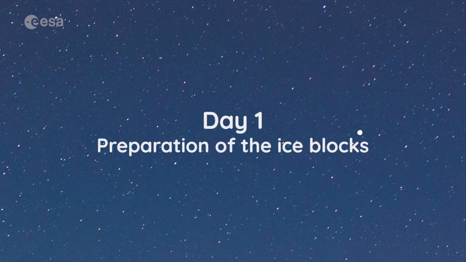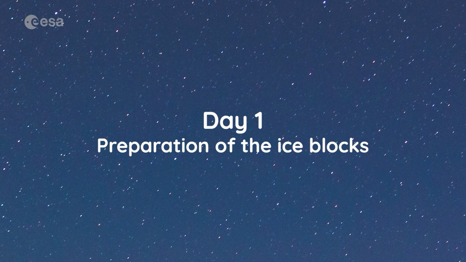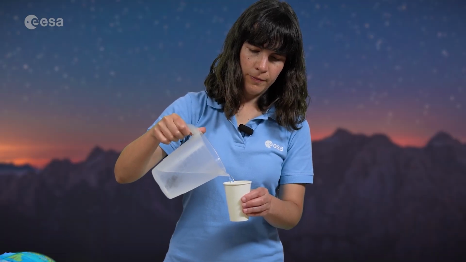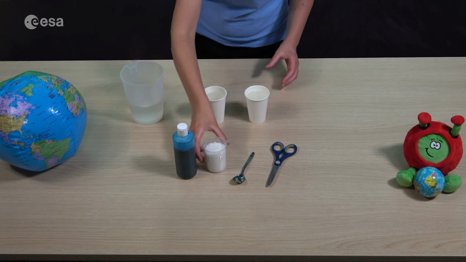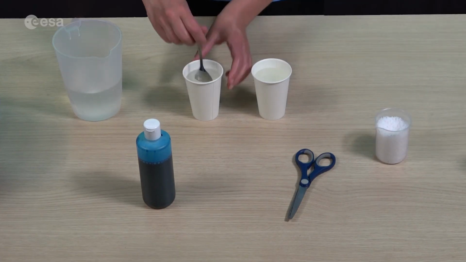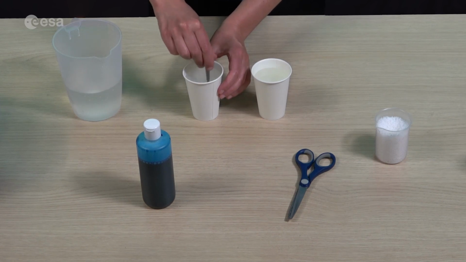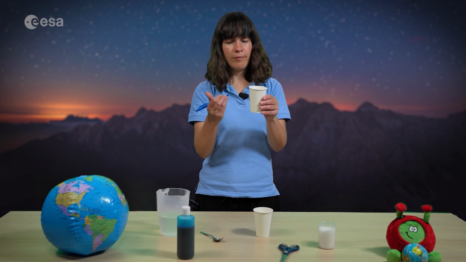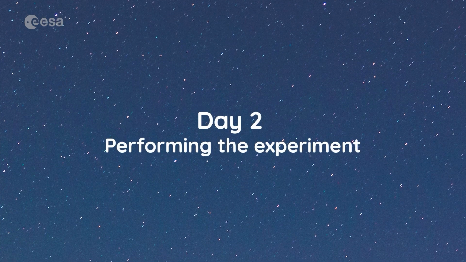Day 1. Preparation of the ice blocks. Fill each cup with around 200 milliliters of tap water. In one of the cups, add 1.5 teaspoons of salt and stir until all the salt dissolves. Label the containers, then put them in the freezer overnight. Day 2. Performing the experiment.